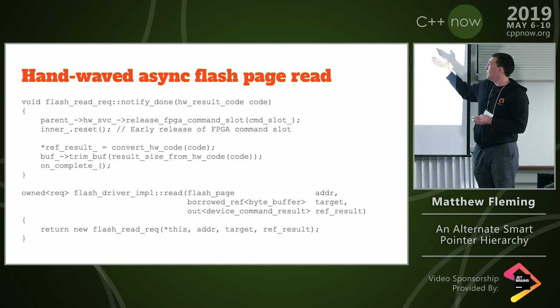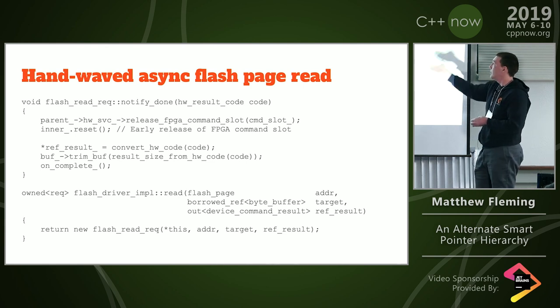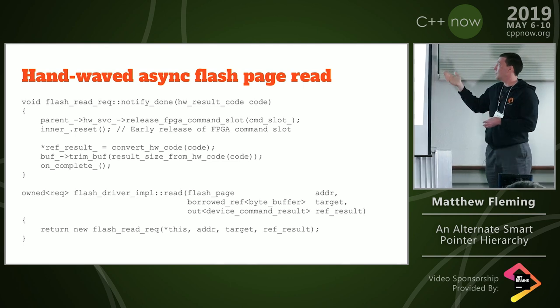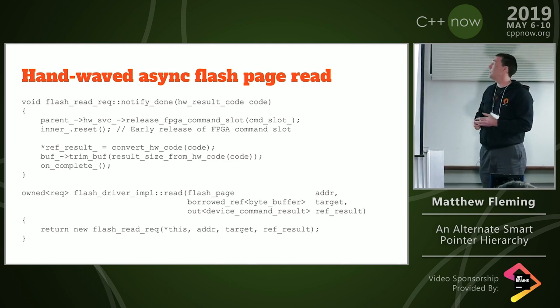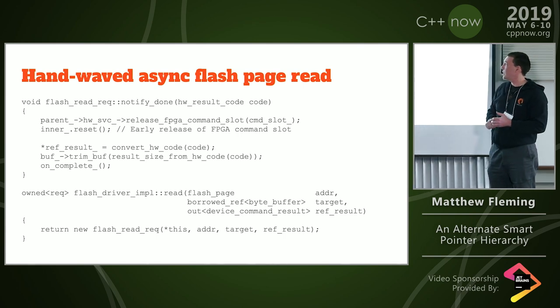So I can release my FPGA command slot. In reality, I probably want that to be some kind of RAII type so I don't accidentally forget. I can reset my inner member so that I can release any other associated memory. I can fill in the result based on the hardware code, and I can trim the buffer down to the size I wanted, and then I can call the onComplete method.